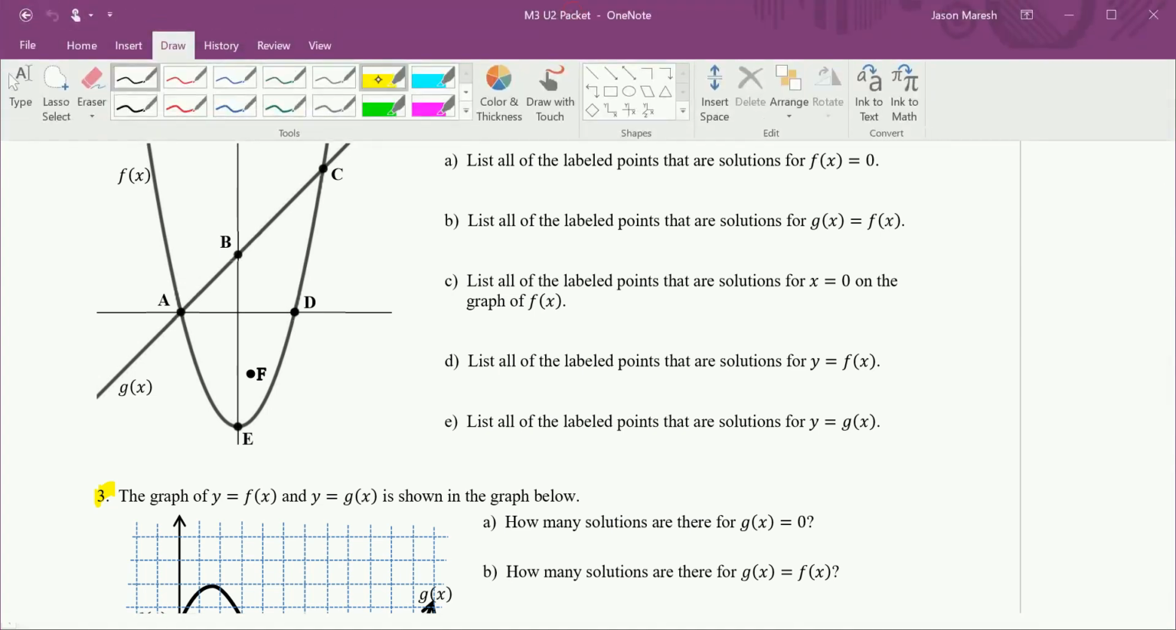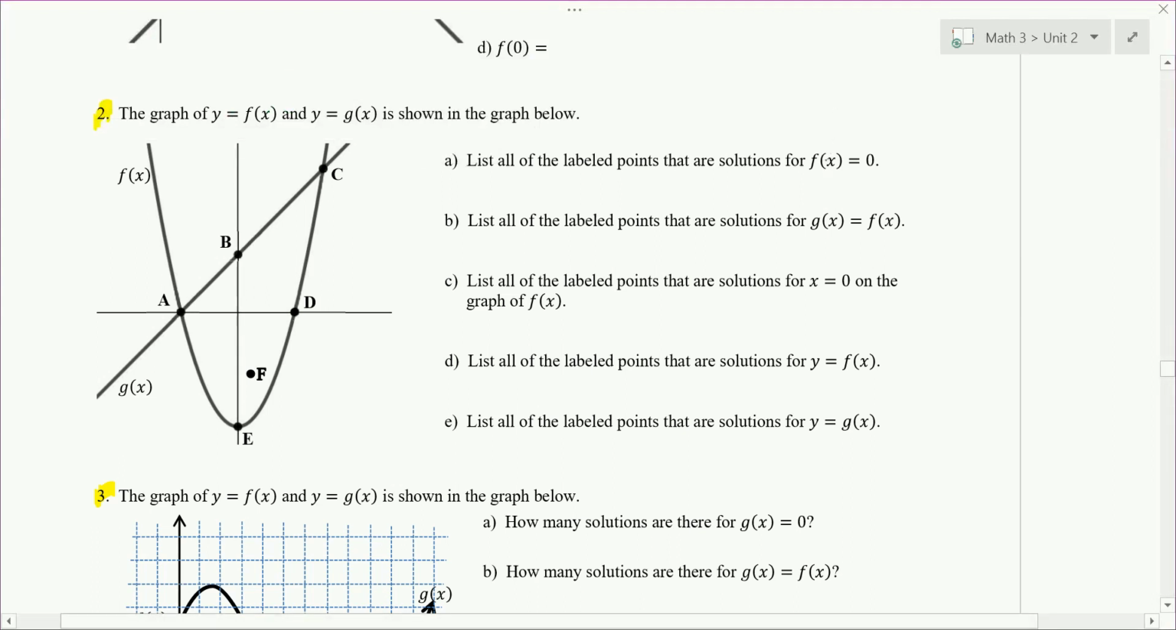So f of x equals 0, that belongs to the function f, and that's saying all the y values are 0. That happens on the x-axis. So in other words, these are x-intercepts for f. And so if you follow f, a parabola, it crosses at point A and then comes back and crosses the x-axis at point D. So A and D are the two x-intercepts of f of x.